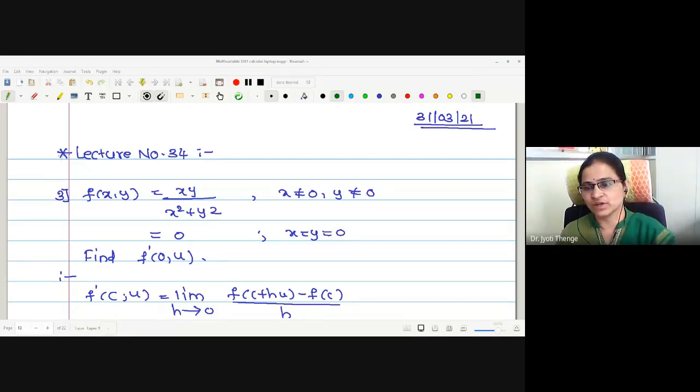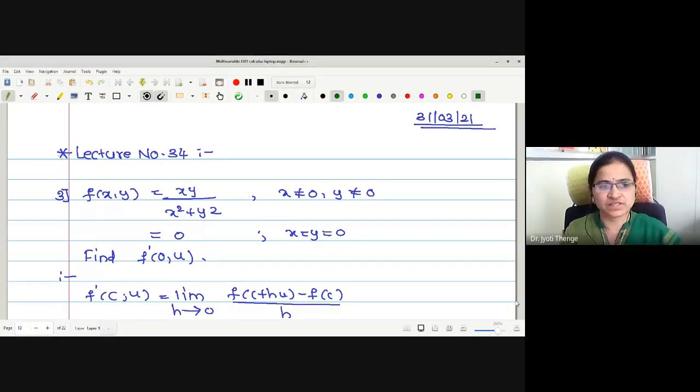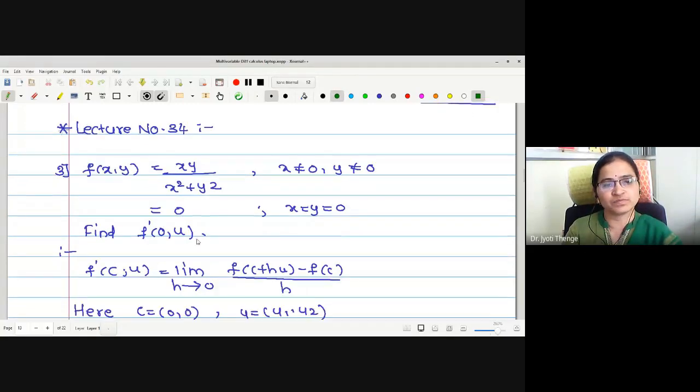Let us have a look at the concepts we have studied in the last lecture. In previous lectures we have seen the definition of directional derivative. And in the last lecture we have seen how to solve an example of a given function, to check whether the directional derivative exists at a given point or not.